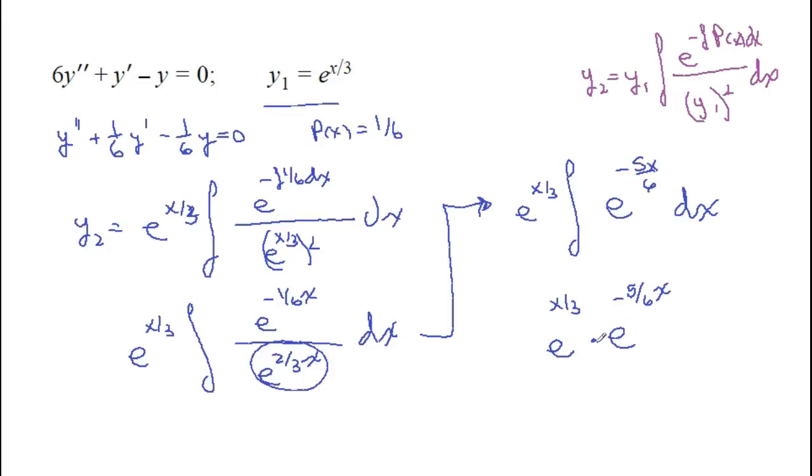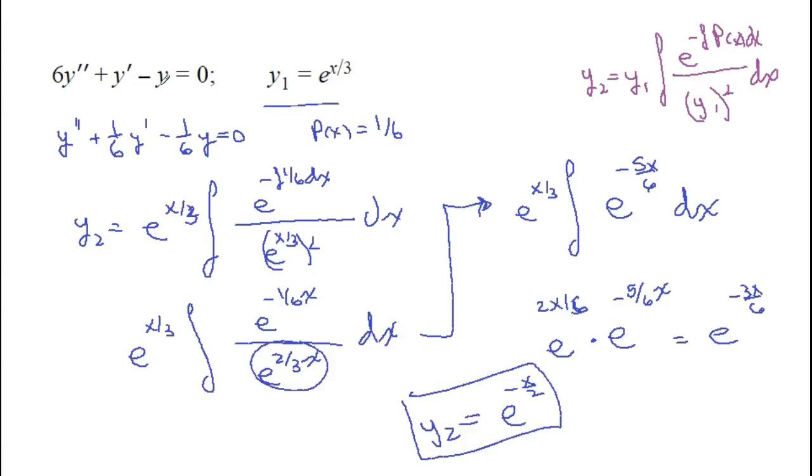And then when I multiply these two functions together, we're going to have to add these exponents. So I'm going to think of this x over 3 as 2x over 6. Add these guys together to get e to the negative 3x over 6. And after reducing that fraction, I see that e to the negative x over 2 is going to be my second solution.